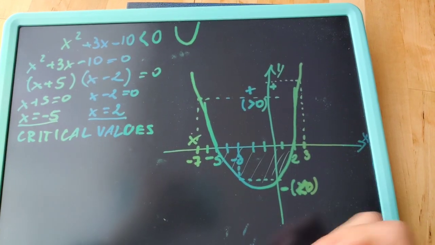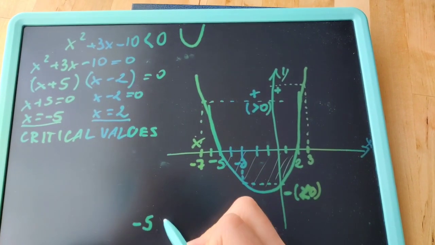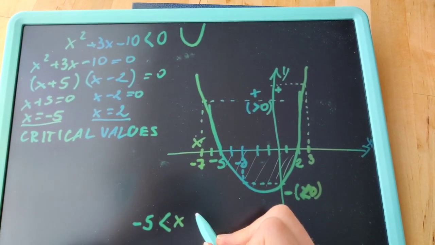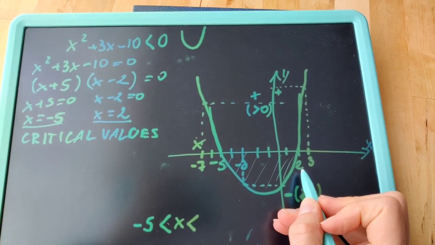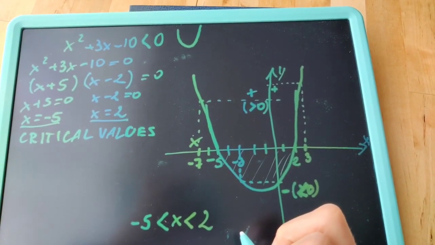How are we going to write our answer? We're going to say that x lies between -5 and 2. And this is our answer.